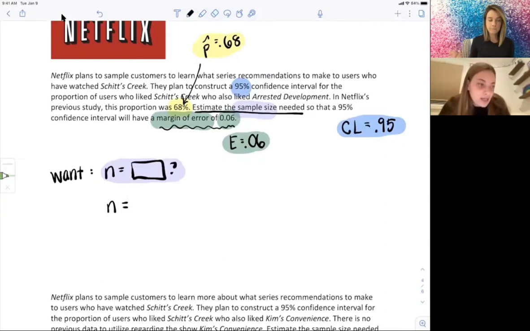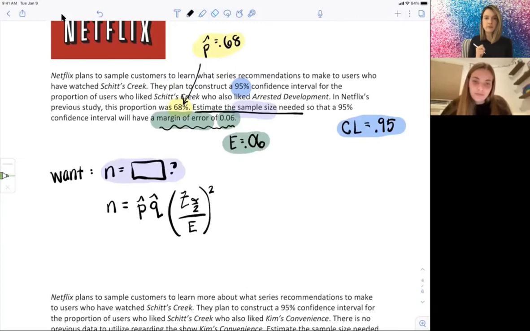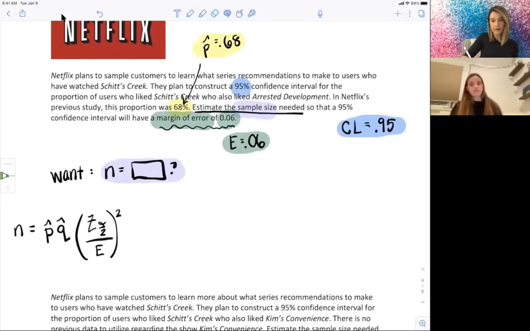So it's going to be n equals p hat times q hat, and then in parentheses, the critical value over the margin of error, squared. Cool. And that's the margin of error that you just desire to have. So now you and me are just going to sub in what we know right off the bat. So talk to me. What do we know that we can sub in right away?